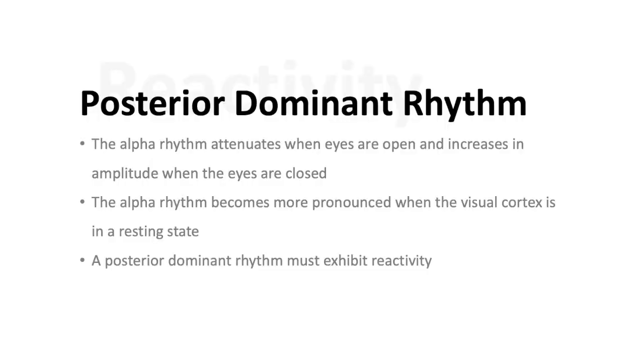The posterior dominant rhythm has a property called reactivity. And this is due to the fact that when you open your eyes, the alpha rhythm will attenuate. And as we discussed earlier, it will increase in amplitude when the eyes are closed. The alpha rhythm becomes most pronounced when the visual cortex is in a resting state. The posterior dominant rhythm must exhibit reactivity for you to be sure it actually represents a posterior dominant rhythm.